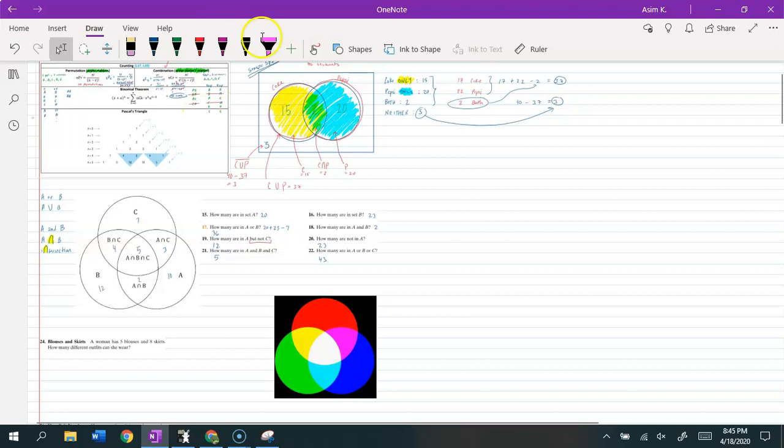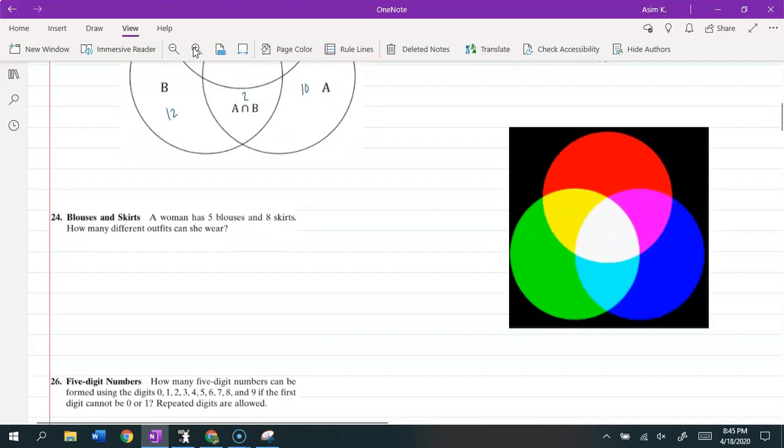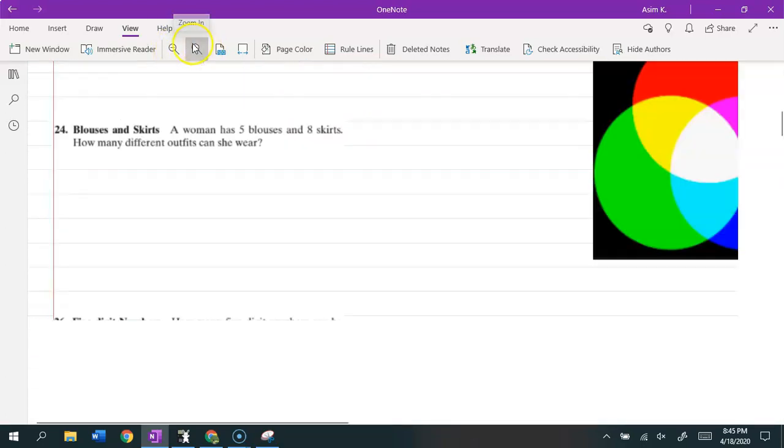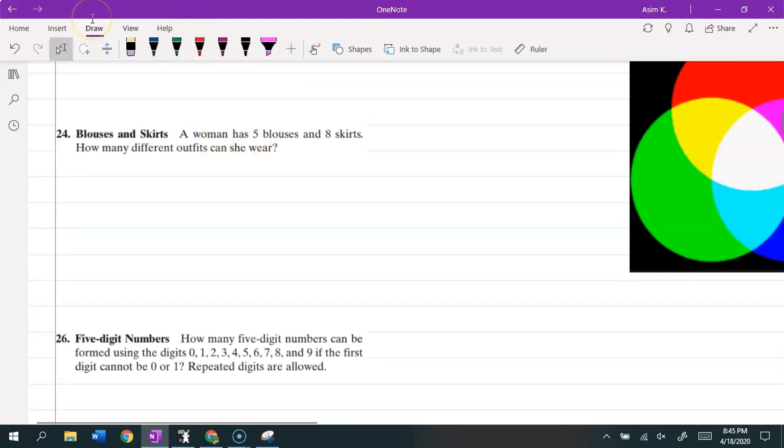And I wish I could say that that's the hardest thing, but that might arguably be the easiest thing about counting right there, all right? Now, let's go to a different thing to do. And it says a woman has 5 blouses and 8 skirts. How many different outfits can she wear?